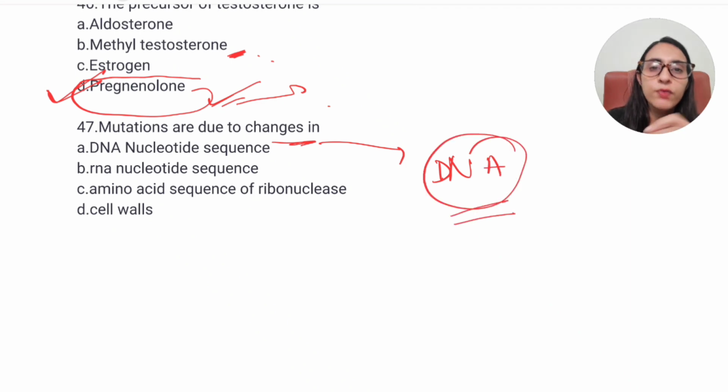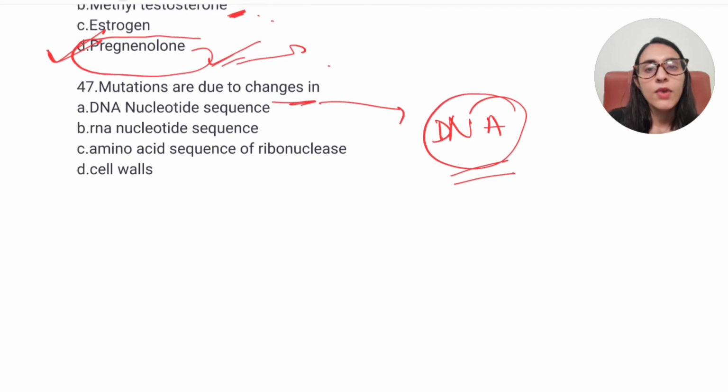Mutations are typically due to changes in the DNA nucleotide sequence, and mutations occur through various processes. It can be either substitution, addition, deletion, or rearrangement. So these changes can lead to a genetic variation, and that is known as the mutation. While RNA can also undergo mutation, DNA mutations are more common and often have more significant impact on the genetics of the organism.